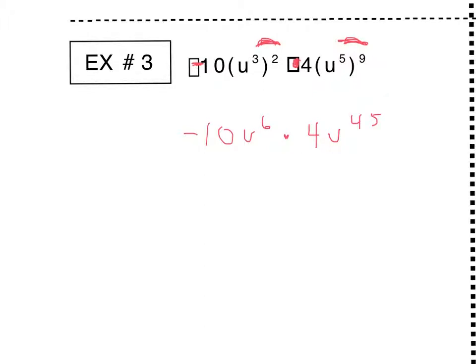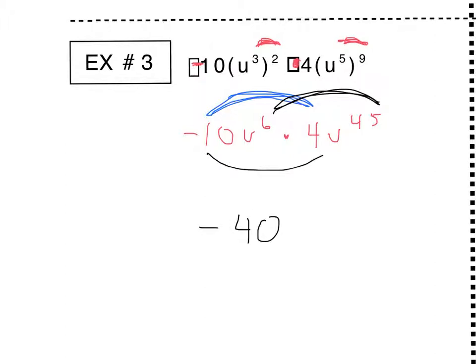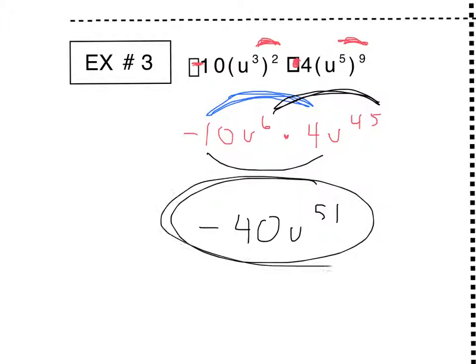Okay, and this gets us to a problem like we had last week. Okay, we're going to have to multiply the coefficients, okay, and then add the exponents. So negative 10 times 4 would give us negative 40. Then we have our variable, which is u. And then, since we have the same base and we're multiplied together, we can add the exponents. So 6 plus 45 gives us 51. Okay, so that would be your final solution.